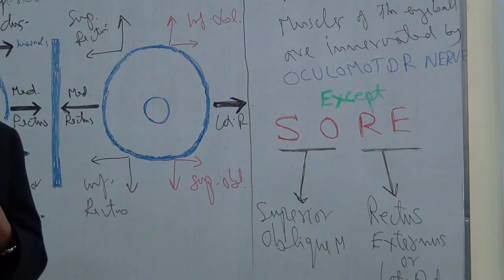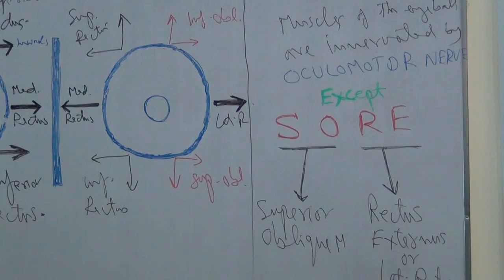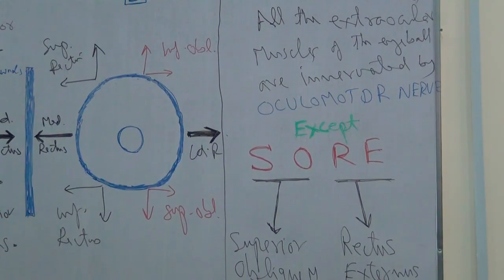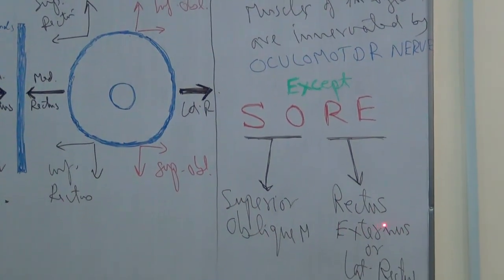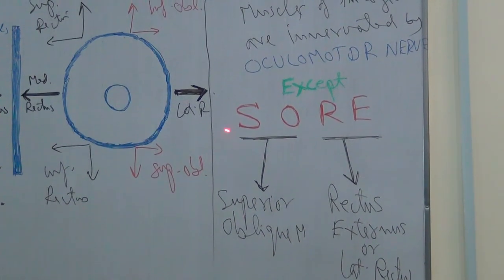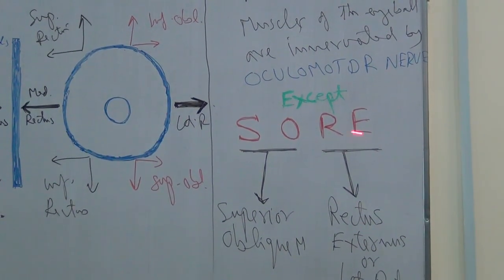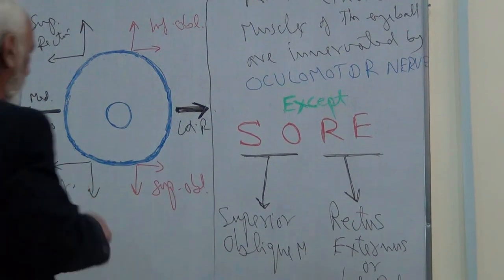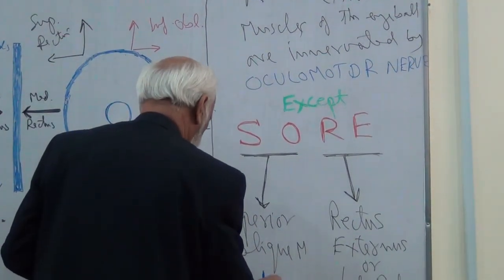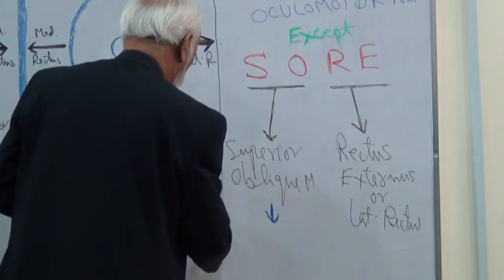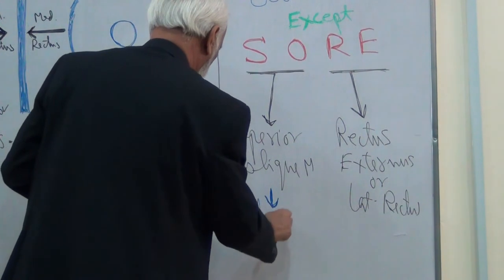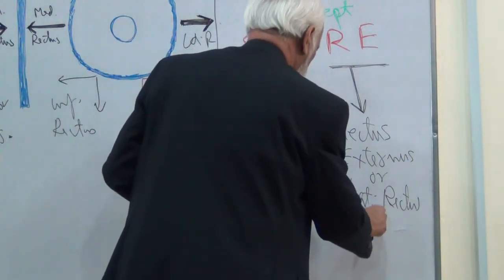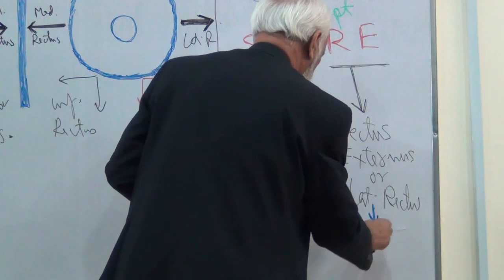This is a mnemonic which will help you to remember the innervation of the extraocular muscles. All the extraocular muscles of the eyeball are innervated by the third cranial nerve, the oculomotor nerve, except superior oblique and rectus externus. To remember this, we use the mnemonic SORE: S-O stands for superior oblique, R-E for rectus externus or lateral rectus. Now, what is the nerve supply of these two muscles? Not the oculomotor nerve. Superior oblique is supplied by the trochlear nerve, and the lateral rectus, rectus externus, by the abducens nerve.